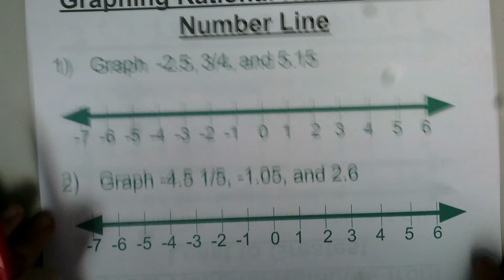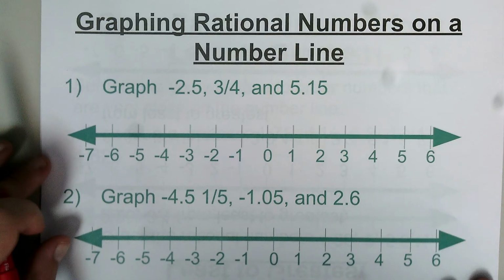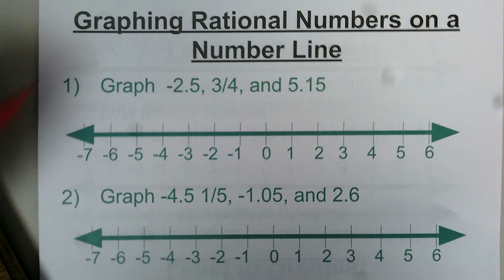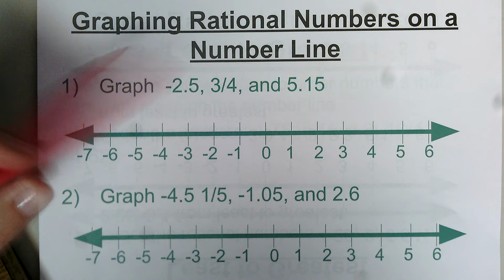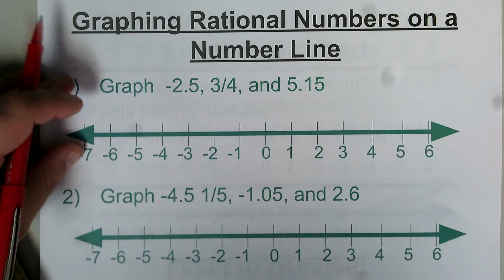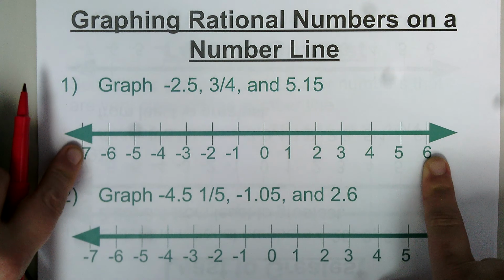Okay, next slide. We are going to talk about graphing rational numbers on a number line still. Okay, so this is our examples. So we're going to actually practice this. This is graph -2 and 5/10, +3/4, and +5 and 1 and 15/100. Okay, so we have enough numbers on our number line, and we're just going to do a general graphing on this.